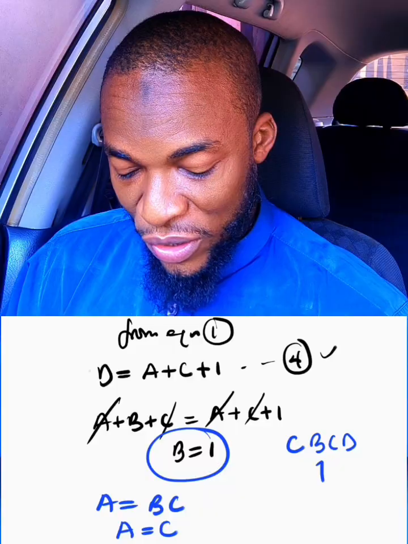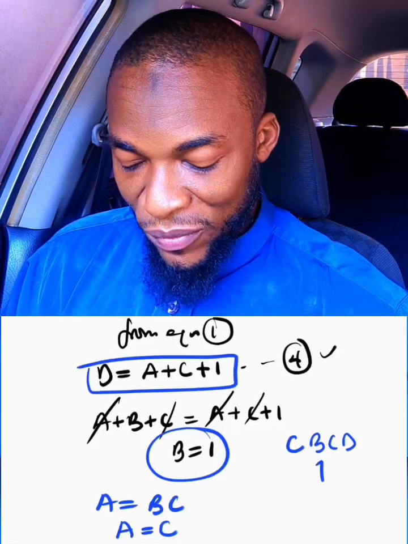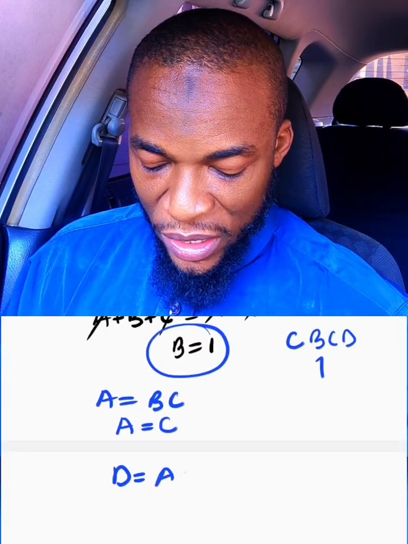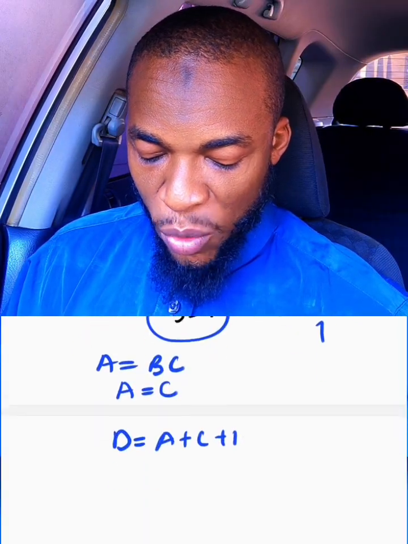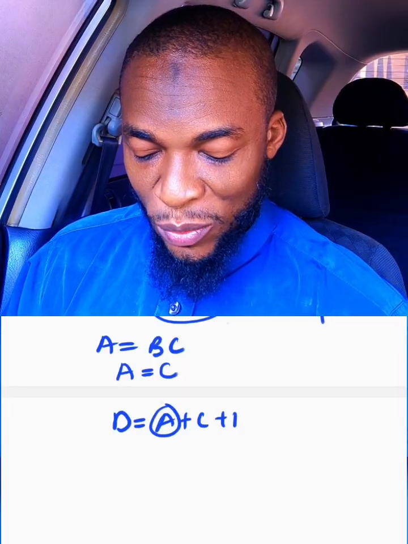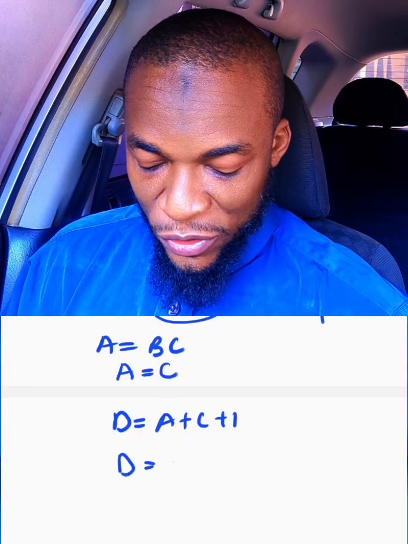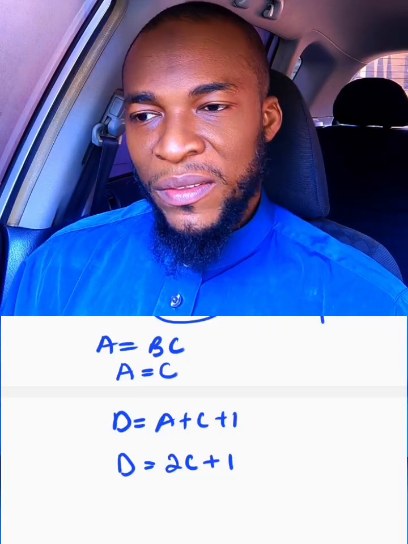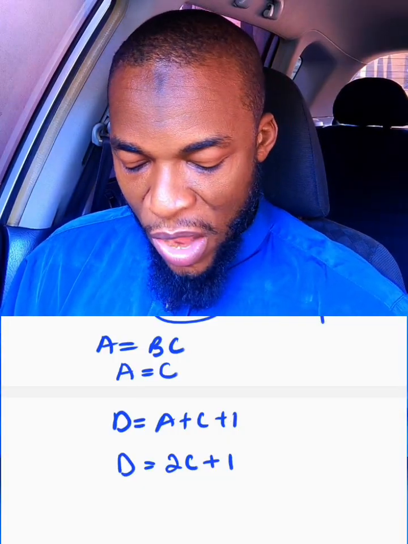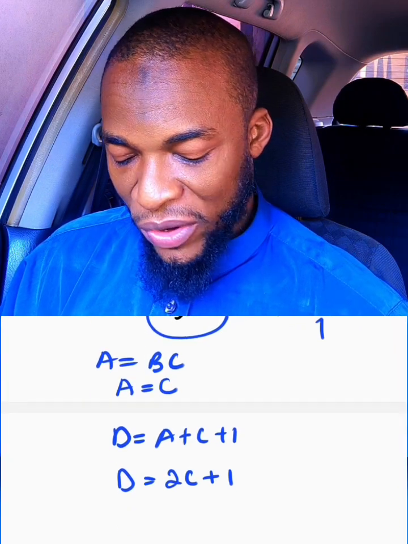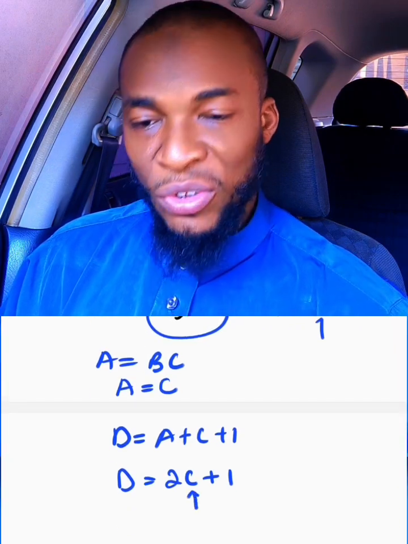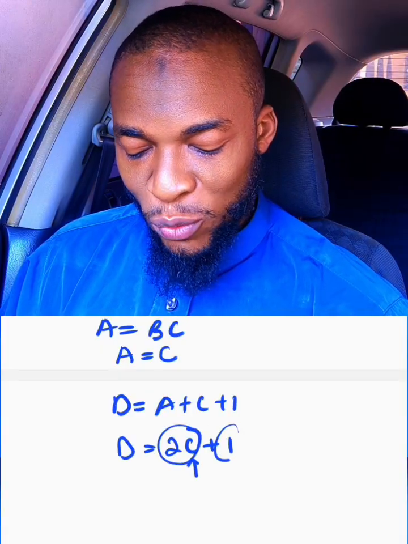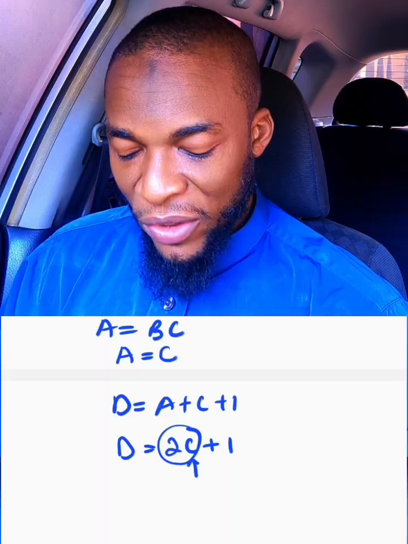Let me take this equation number 4, which is in terms of D. D is equal to A plus C plus 1, right? A plus C plus 1. But we know that A and C are the same. I have changed A to be equal to C. So this is D equal to 2C plus 1. But we know that these numbers are all perfect square numbers. And we have already seen that 1 is a perfect square number. So what if we substitute C to be equal to 1? If C is equal to 1, we have 1 times 2, which is 2 plus 1 is 3, and 3 is not a perfect square number.